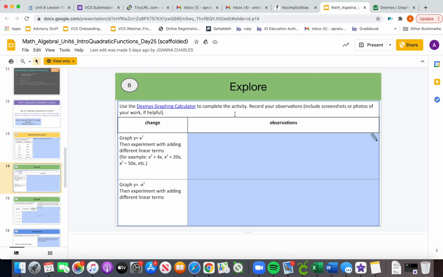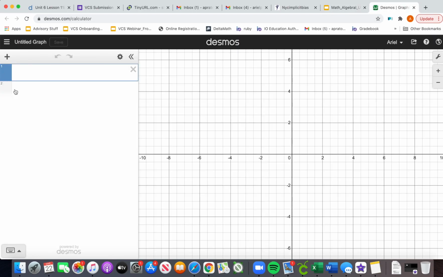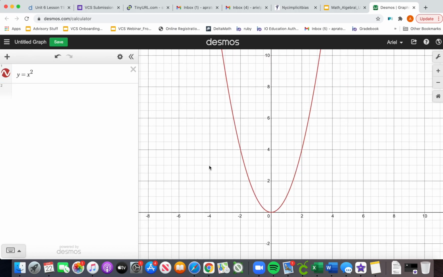Okay. So, the instructions say graph y equals x squared, then experiment with adding different linear terms. For example, we add 4x, 20x, or negative 50x. So let's hop on over to the calculator. Let's type in our parent function. Here is the original parent function for a quadratic equation.